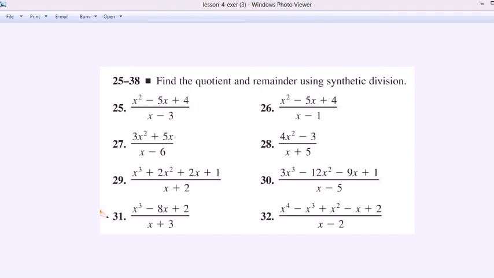Do you want to do 31 or 32? Or 29? 28. No, I'm not going to pick 28. 32. Yeah, that's going to be an exercise.